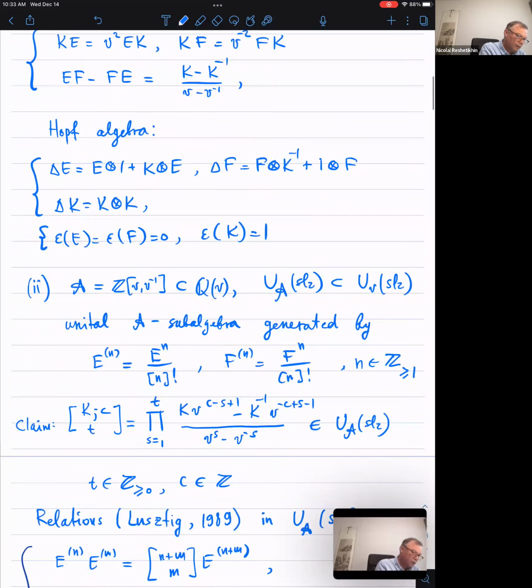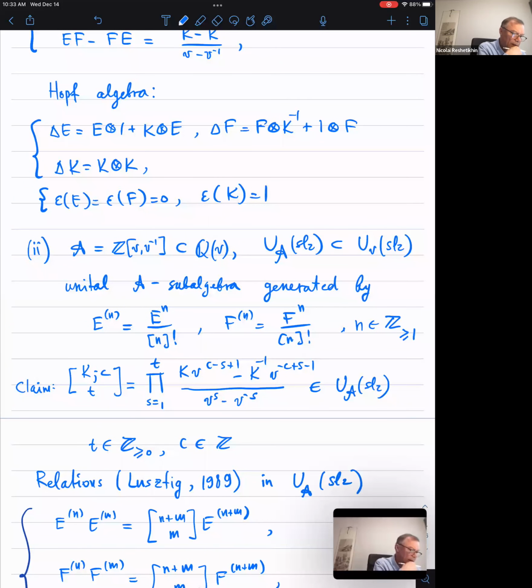So then in rational functions in v, there is a subring. It's the ring of integer valued Laurent polynomials in v. So you can consider the universal enveloping algebra over this subring. And well, let's define an example of such a subalgebra.